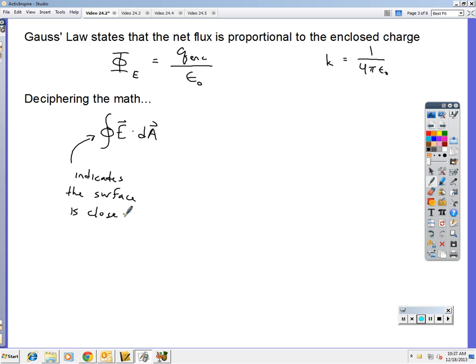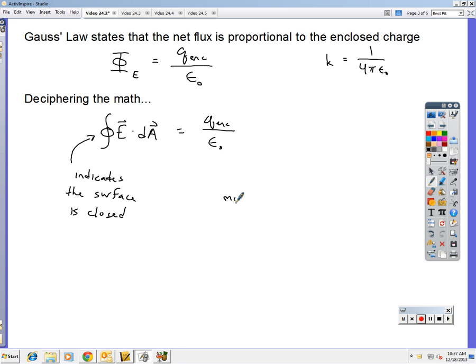That is something that threw me off for about a week when I was in AP Physics C, and so I just want to bring that out right now. But that little circle just means that you're integrating over a closed surface. And then you've got the enclosed charge, and then epsilon 0 is a constant.